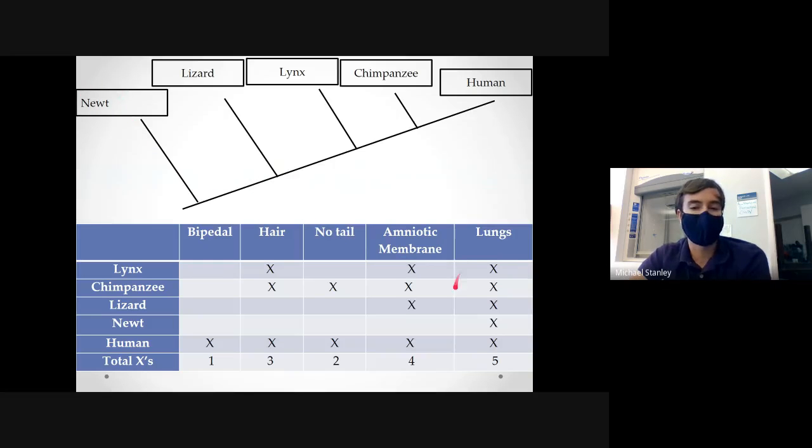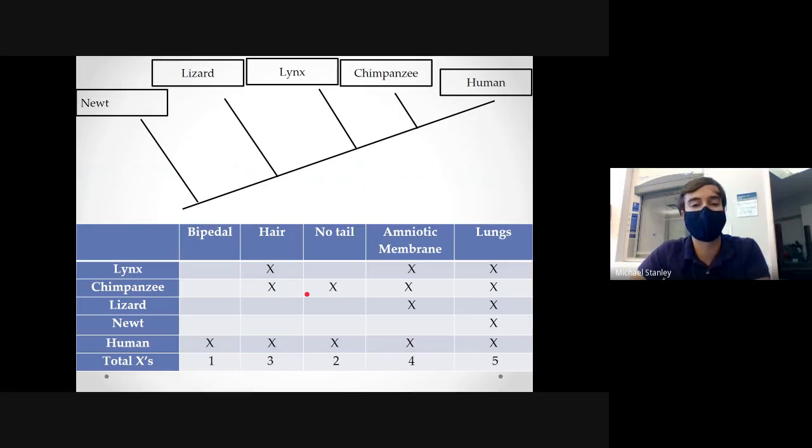Our newt only has the 1 shared trait, so he's way over here at the very beginning of our cladogram. He is our out group. Humans have the most number of these shared derived traits, so humans go at the very other end of our cladogram. And then we fill in from fewer number of traits to more number of traits. Lizards have 2 of the 5 traits. Lynx have 3 of the 5. Right, 1, 2, 3, yeah. And chimpanzees have 1, 2, 3, 4 of the 5 traits. So I wanted to show you guys an example like this because sometimes the table gets flipped.